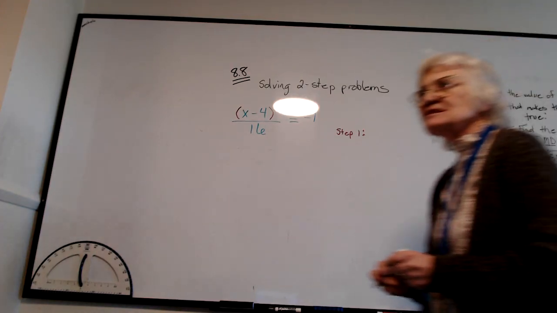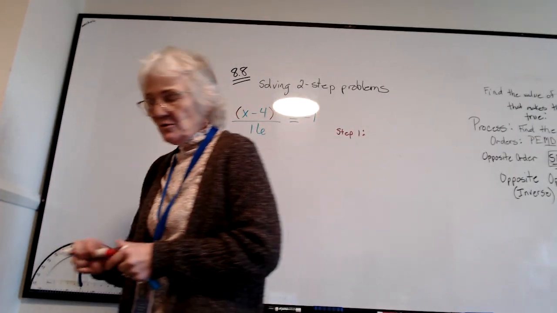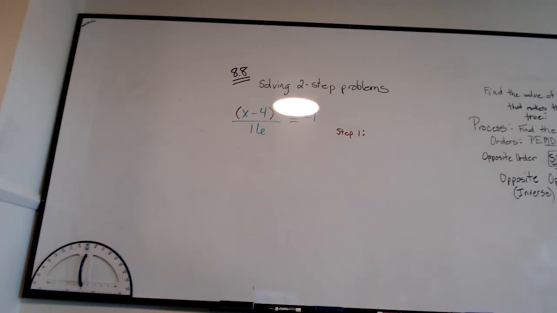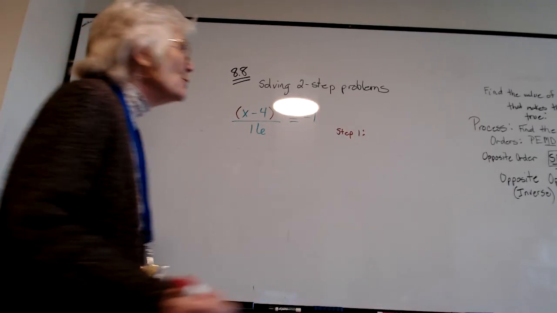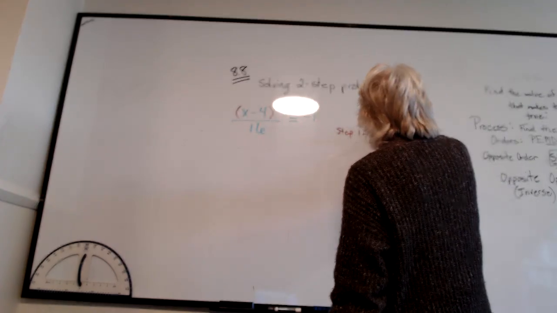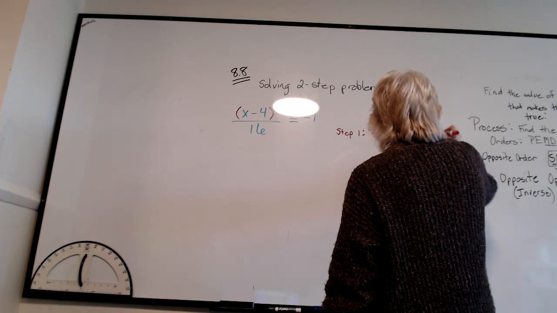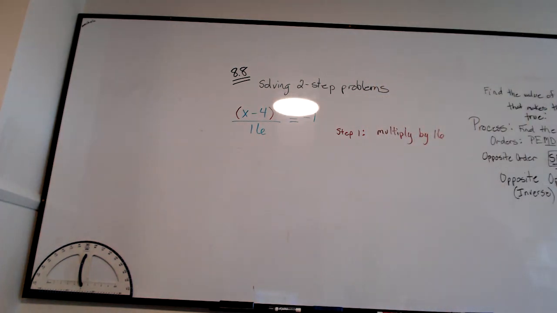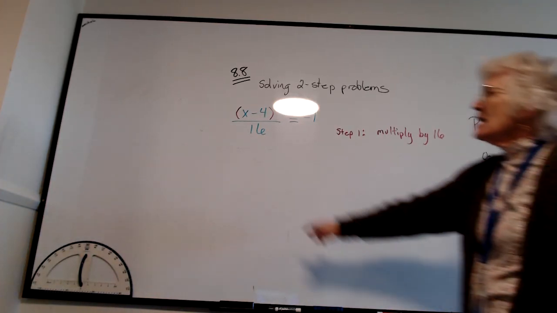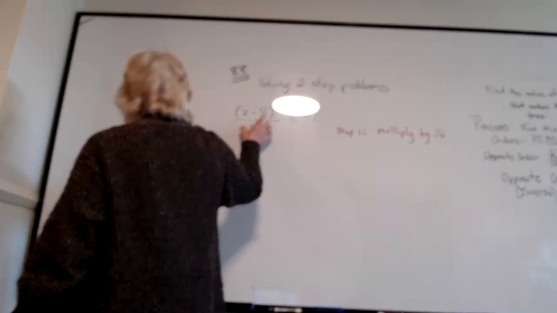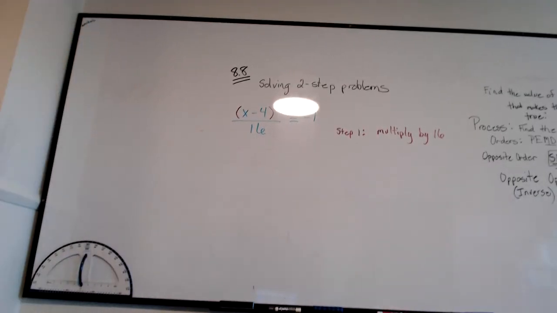Okay, so what is the first step we would do? Go ahead, Jonathan, what are we going to do? Step 1 is to do what? Multiply by 16. Okay, why are we multiplying by 16? Yes, because the opposite of division is multiplication. Between the parentheses and the 16 is a division sign. We want to do the opposite. We're going to multiply by 16.